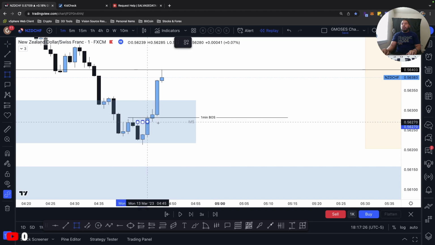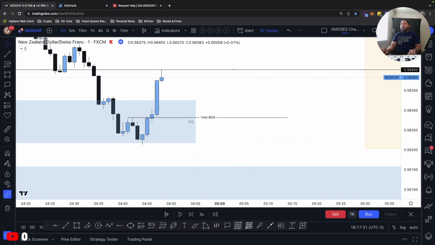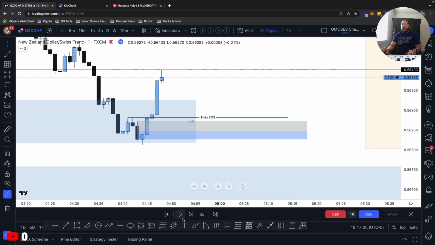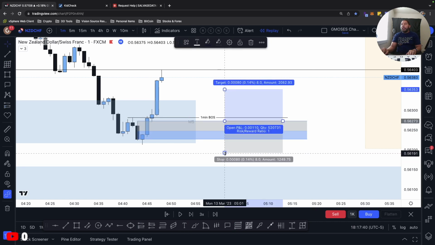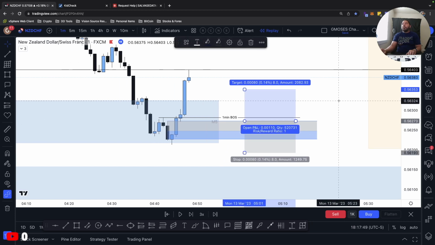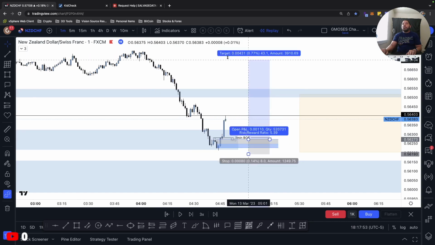So what we can do is pinpoint this area here as our entry point. We're going to go ahead and use our GAN box here. This is our entry point. So we come here, it's about 8 pips, and I'll probably do, yeah, I'll keep it at 8 pips. And so my target will be the swing high here. Okay, a little bit less.